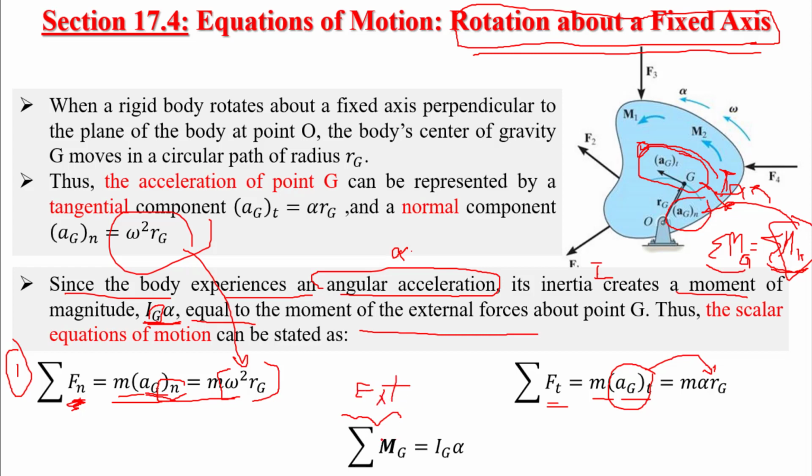Now, the summation of moments about G due to external forces and moments equals the summation of moments due to kinetic. So once we take the moment about G, this acceleration will cancel out, and this acceleration will cancel out, and we end up with I_G alpha.